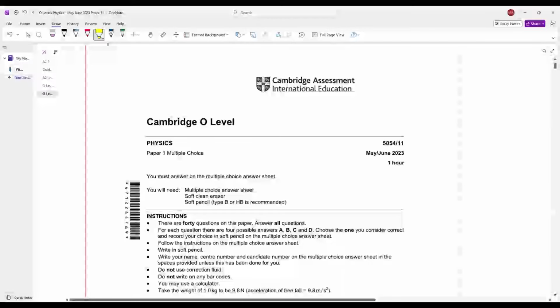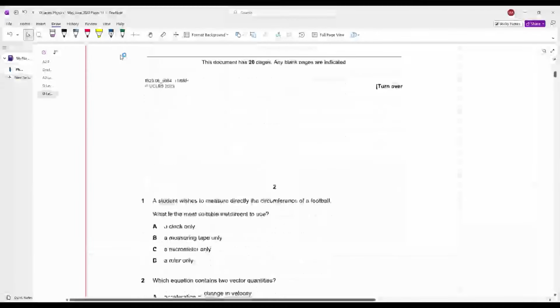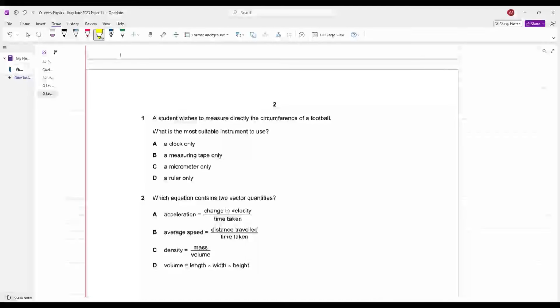Okay, students, so let's get started with O-level physics, May June 2023, paper 1, variant 1, 1 hour का paper है, ठीक है? So a student wishes to measure directly the circumference of a ball. What is the most suitable instrument to use?